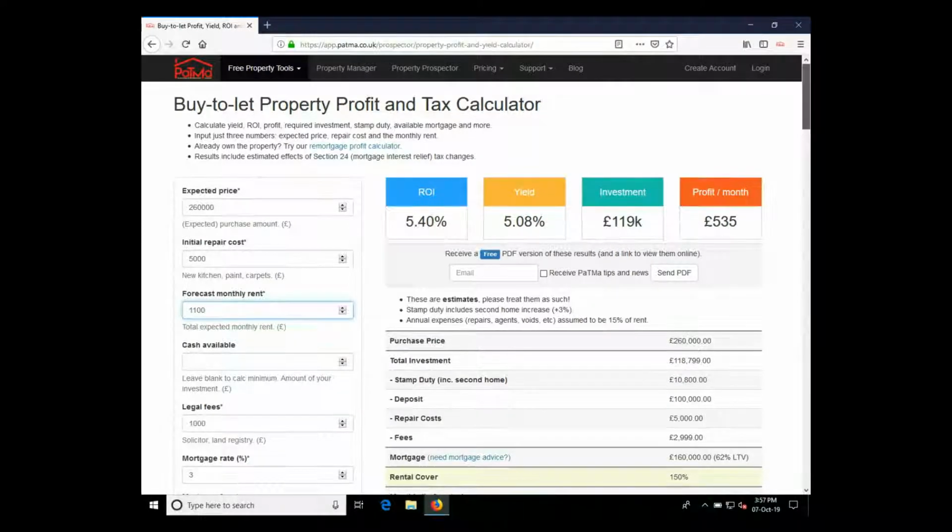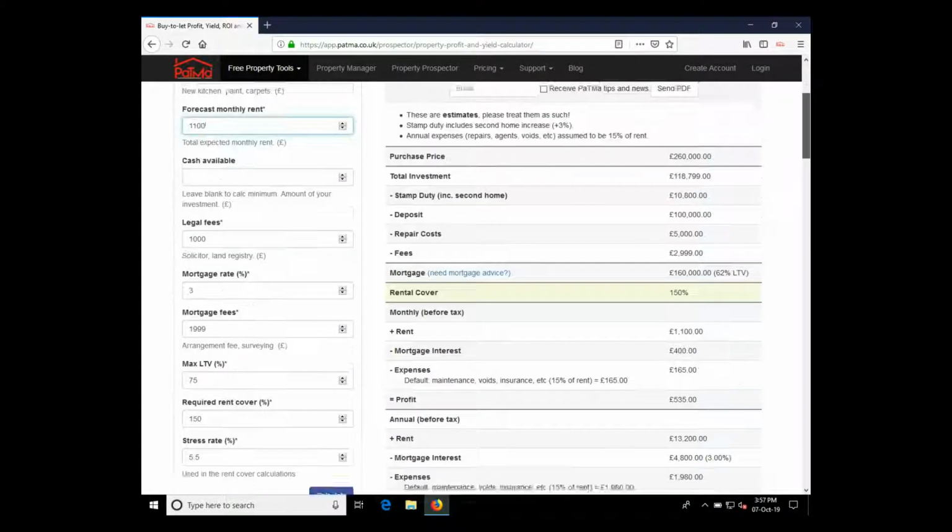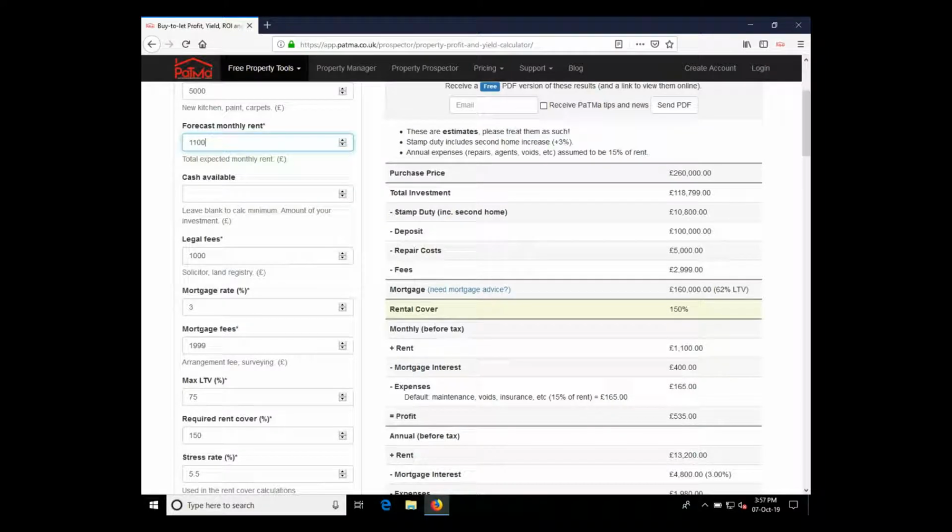Scrolling down the page, you can see the detailed calculations behind this, including stamp duty, the expected mortgage, allowing for the maximum loan to value we've entered, and the rental cover required at the stress rate that's been specified. Should the default figures not be right for you, you can customize any of these as you wish.